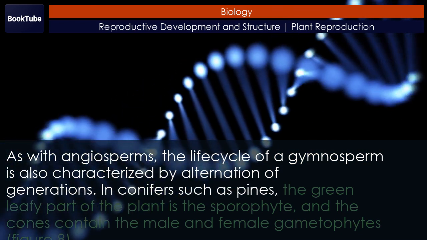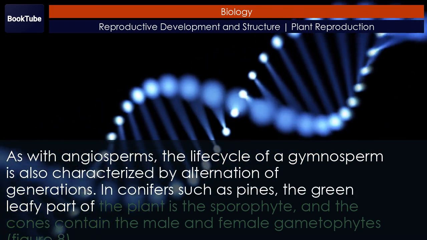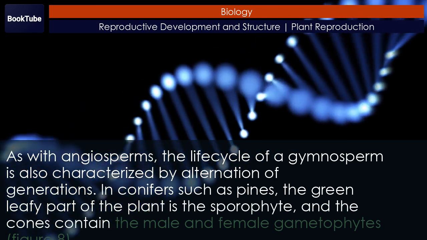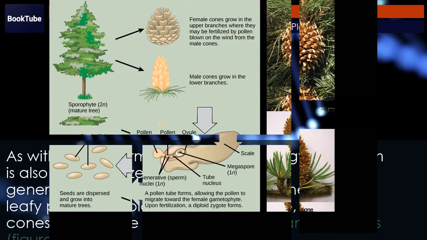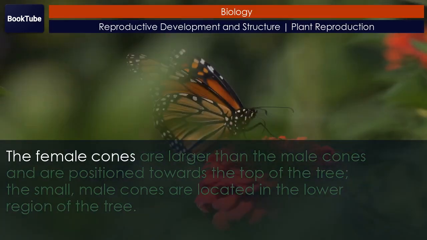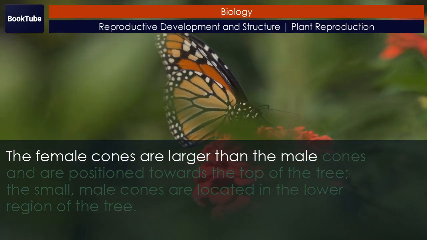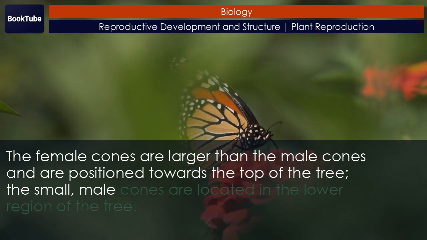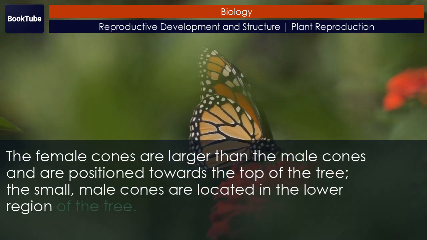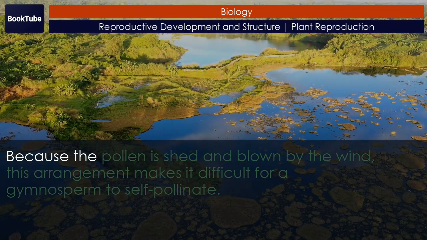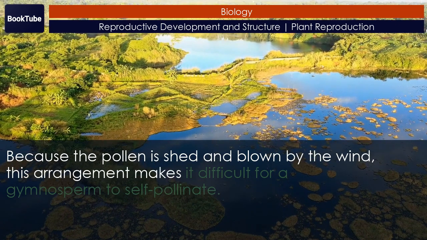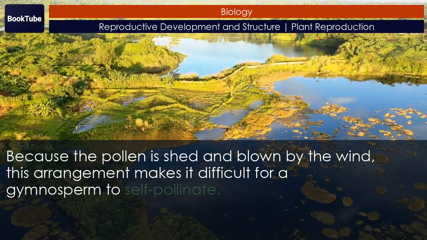In conifers such as pines, the green leafy part of the plant is the sporophyte, and the cones contain the male and female gametophytes. Figure 8. The female cones are larger than the male cones and are positioned towards the top of the tree. The small, male cones are located in the lower region of the tree. Because the pollen is shed and blown by the wind, this arrangement makes it difficult for a gymnosperm to self-pollinate.